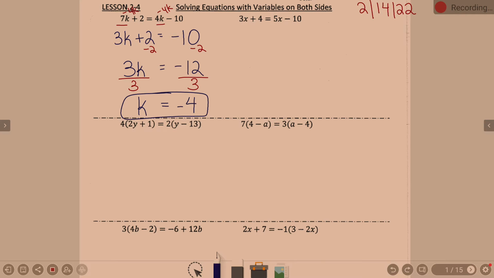Now I'll be curious to see what you guys think on this next one. 3x plus 4 equals 5x minus 10. So if we have x's on both sides, we need to get them together, yes? How do you want to get the x's together?